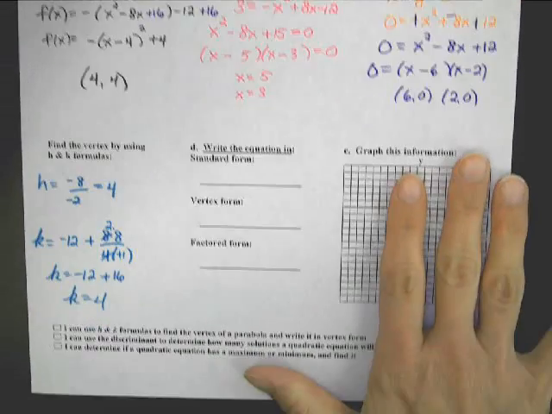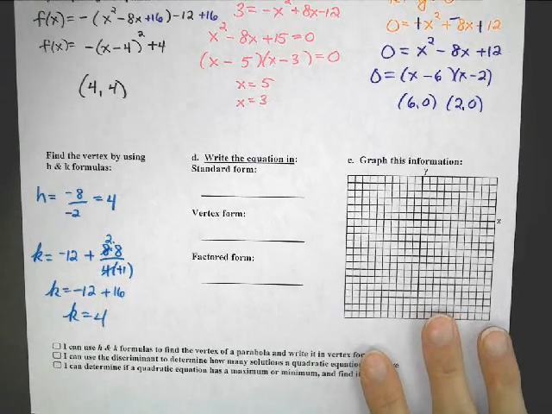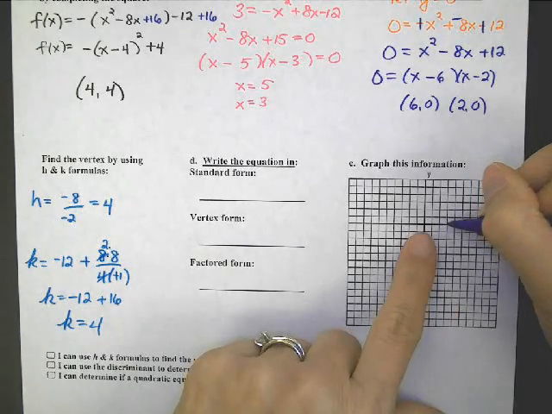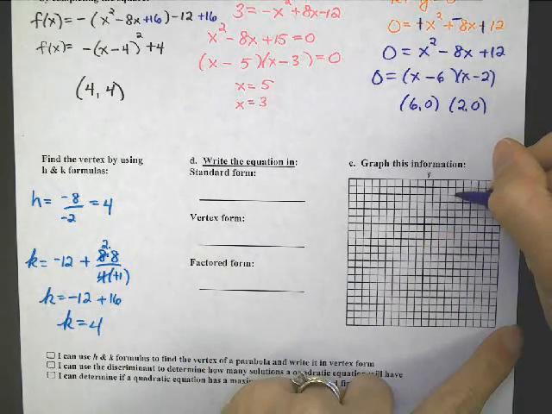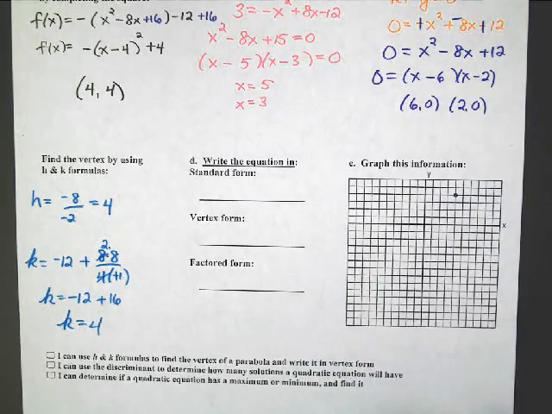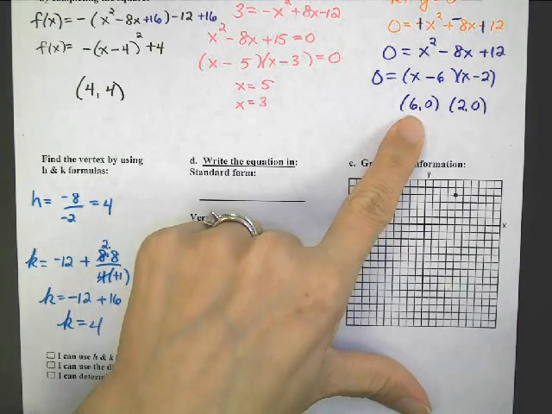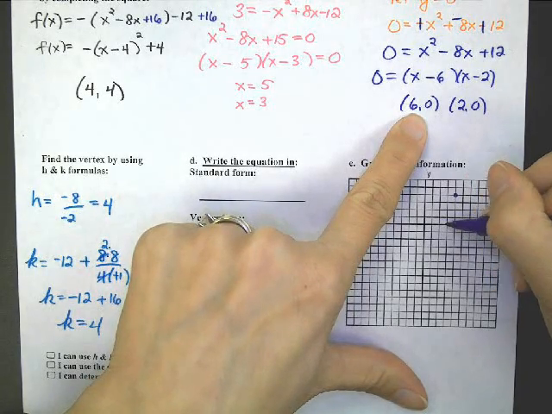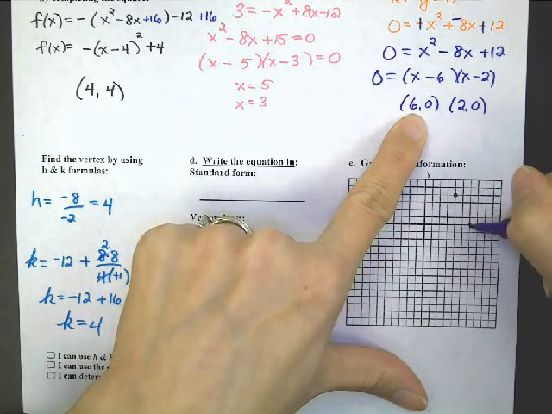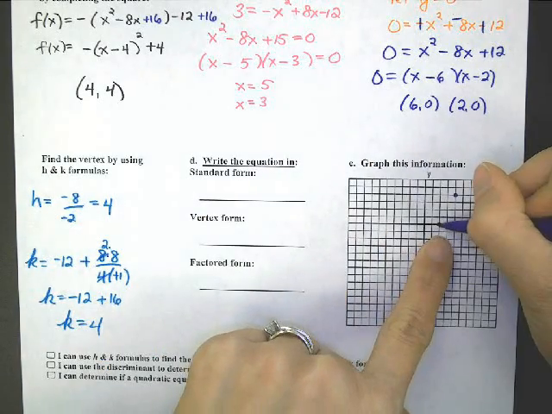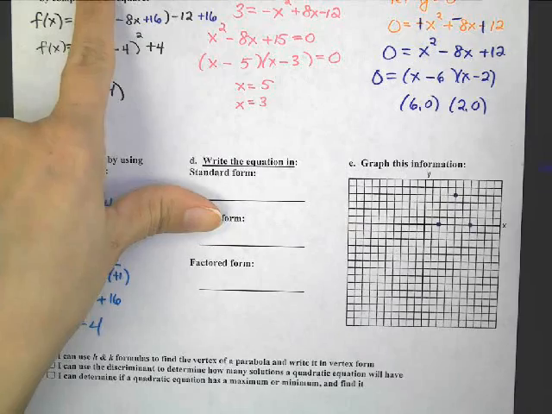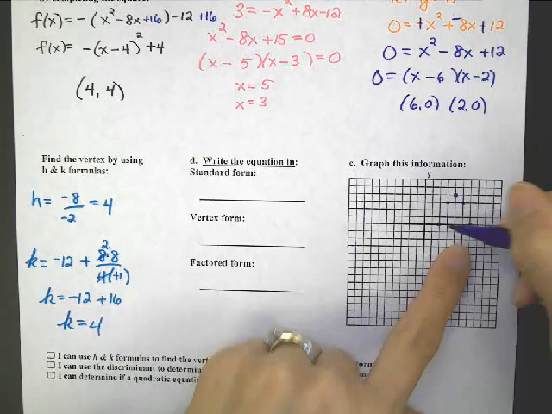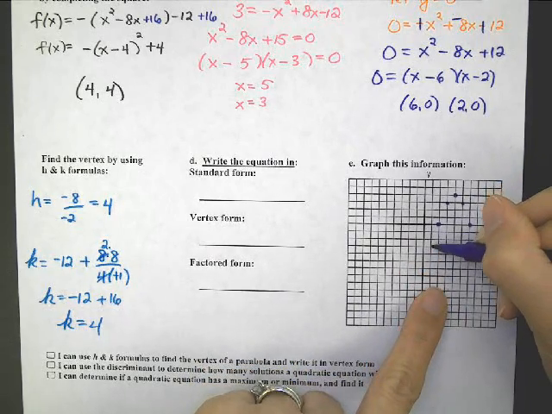Okay, are you ready to maybe look at the graph and put this all together? The vertex is 4 comma 4. 1, 2, 3, 4. 4 comma 4. Let's see. The x-intercepts are 6 comma 0, 1, 2, 3, 4, 5, 6, and 2 comma 0. This parabola is opening down.